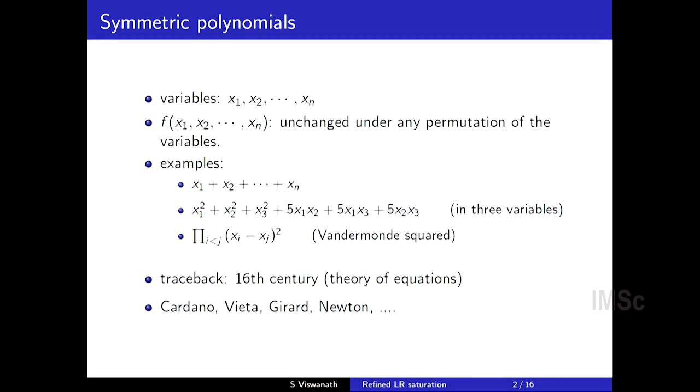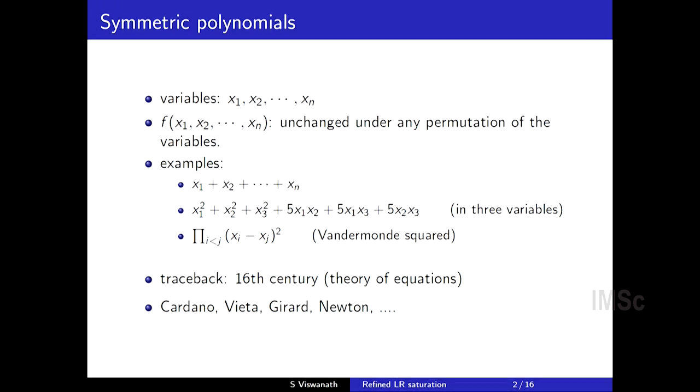Here's another. This is an example in 3 variables: you take the sum of the squares, and then 5 times the sum of terms taken 2 at a time. Okay, so sums of products taken 2 at a time. Here's another one, in n variables. This is the familiar Vandermonde determinant or product, and you have to square it in order to make it symmetric. So this is the square of the Vandermonde.